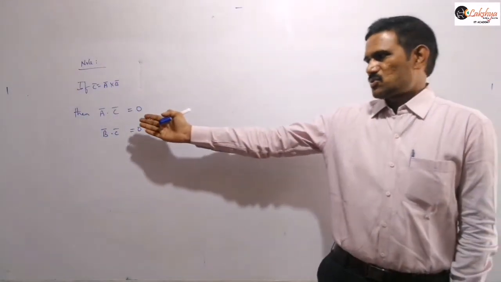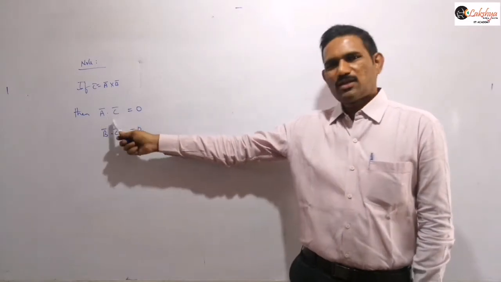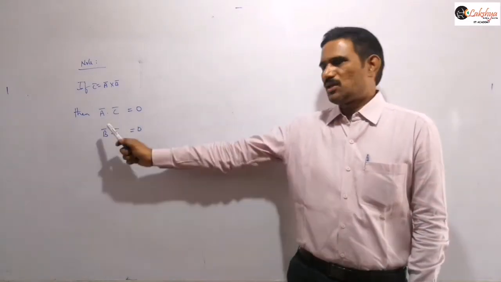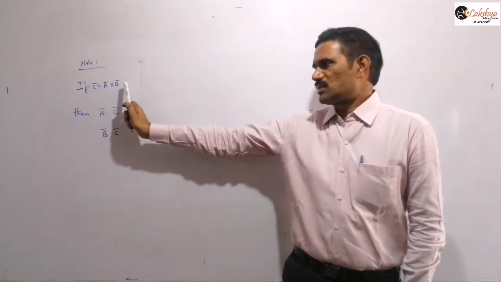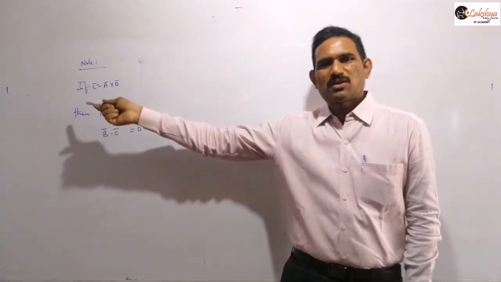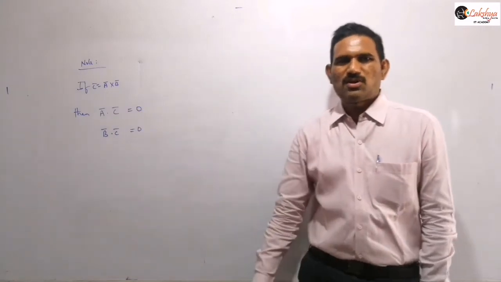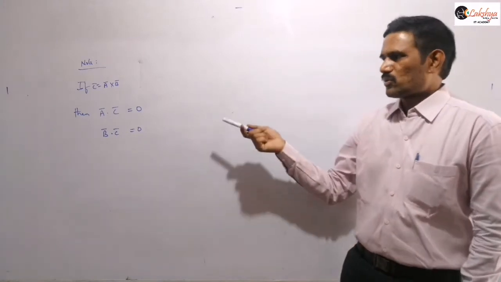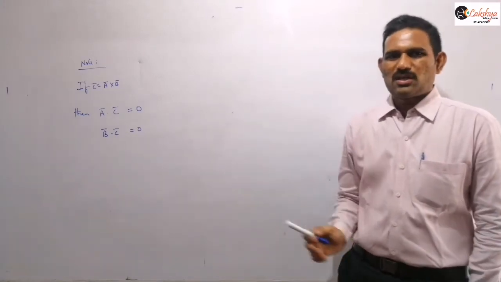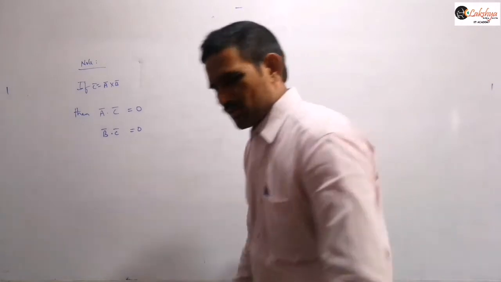In the last class we mentioned already that if two vectors are perpendicular, then their dot product will be equal to 0. So here these two vectors are perpendicular because we know already, just now we discussed, that the cross product of two vectors is perpendicular to the plane containing those two vectors. So C bar is perpendicular to both A bar and B bar. So when you are finding the dot product of C bar with B bar or C bar with A bar, you will get 0. So write that as a note.